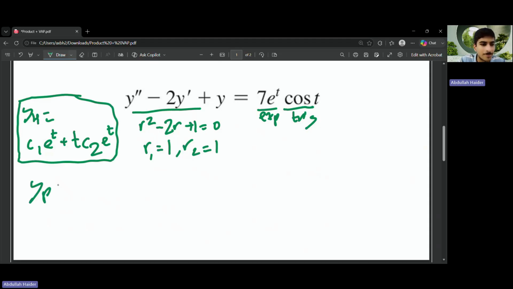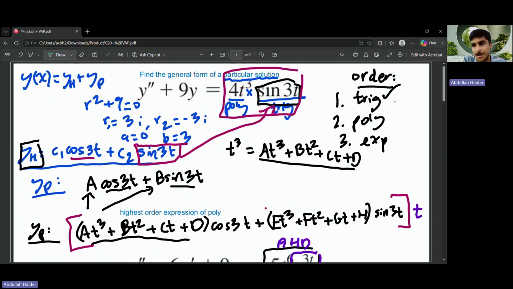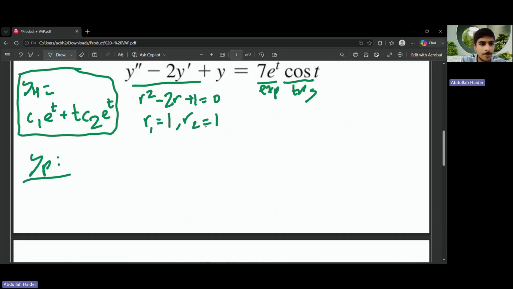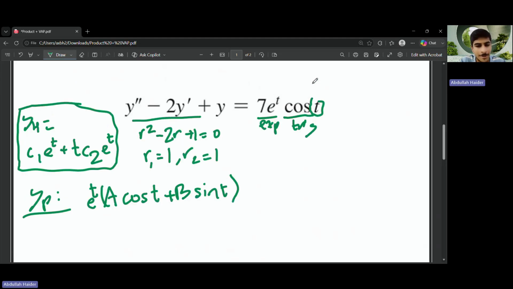Now we need to find our YP. We have trigonometric and exponential. We have to do trigonometric first, then exponential. YP for the trigonometric is going to be a cosine t plus b sine t. You take the constant here as it is, basically cosine t plus sine t, and then you put a and b. And then the last thing we need to do is multiply by exponential as it is given on the right-hand side.